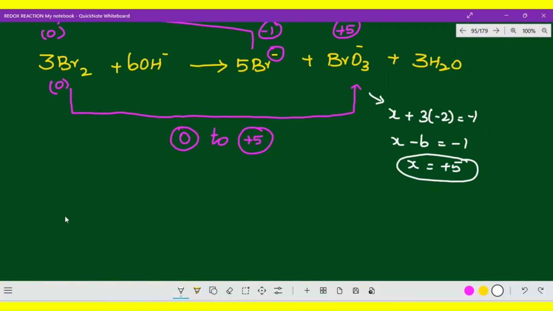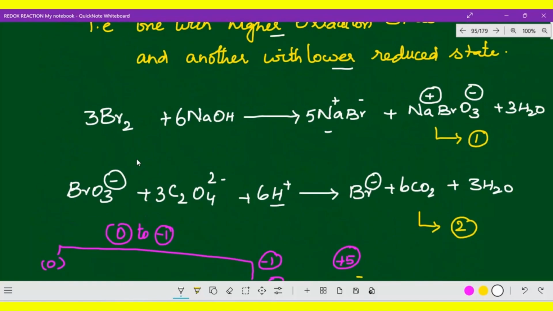Right now, how many moles of bromine are there initially? Actually this reaction is divided into two reactions: one in basic medium and the other in acidic medium. The first one is basic and the other is acidic medium. That is what I just brought into the equation, right? I hope you got the clarity.